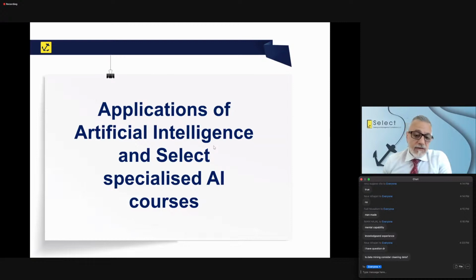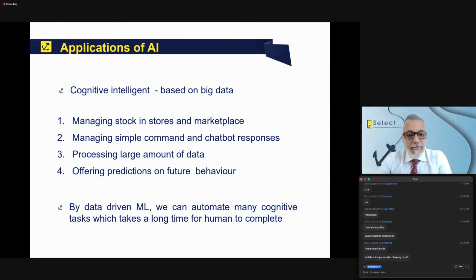Now, application of artificial intelligence. Within the application of artificial intelligence, this is the most important thing: how can we apply artificial intelligence within organizations or within any area? So the first type is the cognitive intelligence based on big data. This is one we talk about.